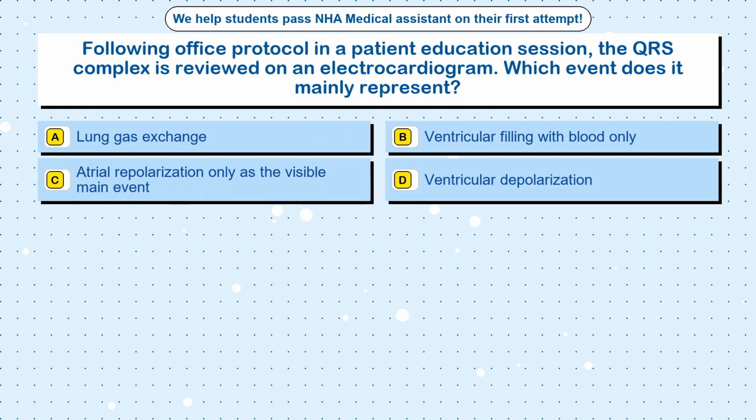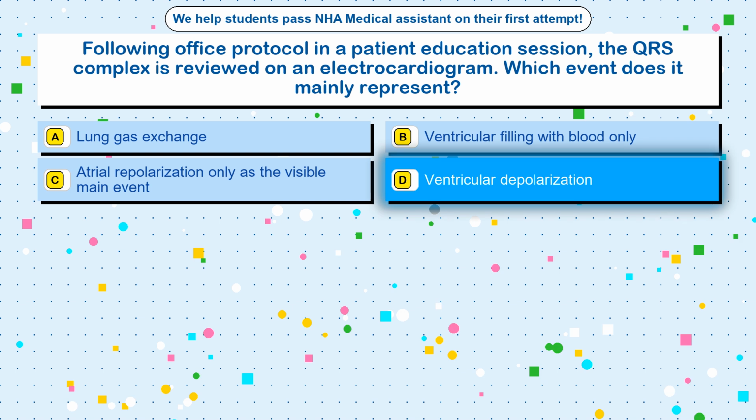Question 98. Following office protocol in a patient education session, the QRS complex is reviewed on an electrocardiogram. Which event does it mainly represent? Option A, lung gas exchange. Option B, ventricular filling with blood only. Option C, atrial repolarization only as the visible main event. Option D, ventricular depolarization. The correct answer is option D, ventricular depolarization.